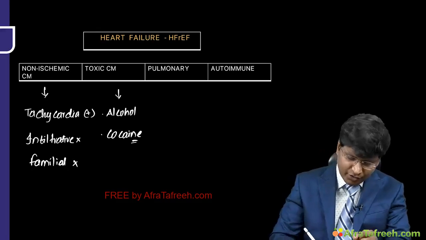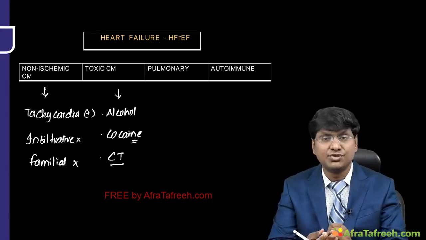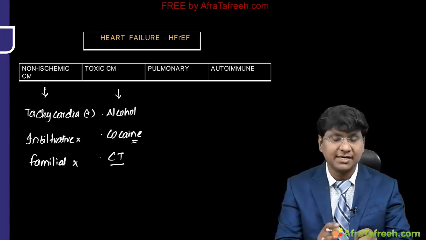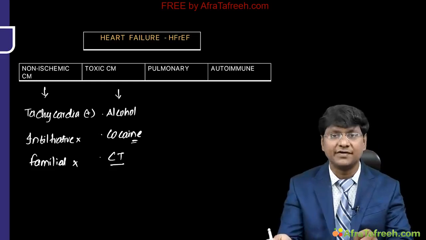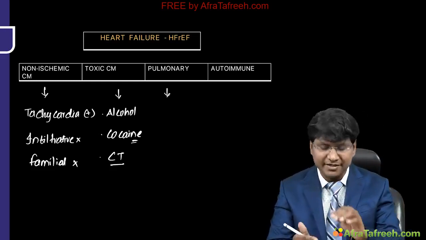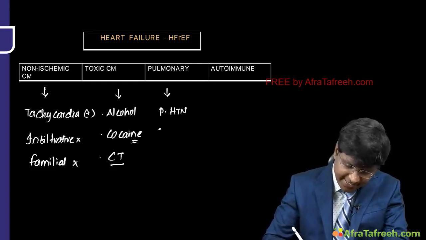And then we also have some chemotherapeutic drugs, right? Doxorubicin, daunorubicin, these are the chemotherapeutic drugs that can cause cardiomyopathy and heart failure. Then coming to the pulmonary disorders, that includes pulmonary hypertension as well as cor pulmonale.